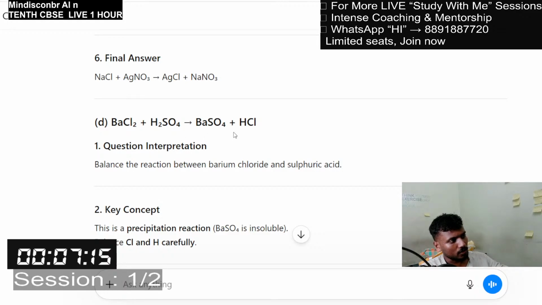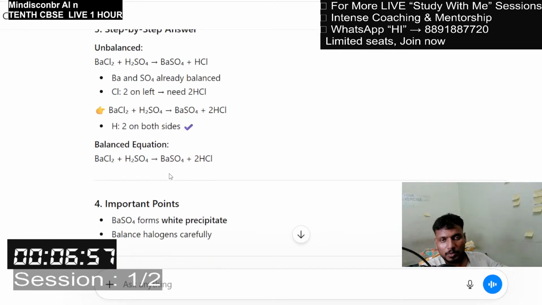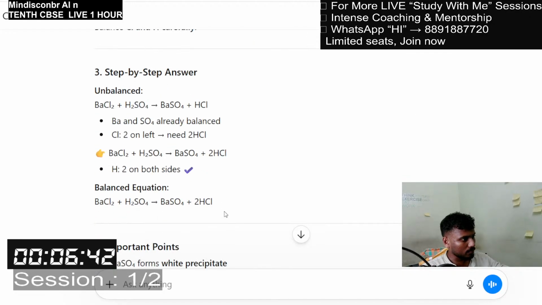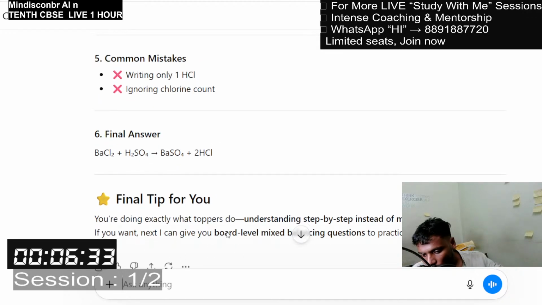Since SO4 is balanced, how many hydrogen atoms are there here? 2 hydrogen atoms are there, here also 2 hydrogen atoms. So here we need to add only 2, and that will be the balanced chemical equation. BaCl2 plus H2SO4 gives BaSO4 plus 2HCl. You can see that BaCl2 plus H2SO4 gives BaSO4 plus 2HCl. And this barium sulfate is also a white precipitate. Okay, so the 6th question is also complete.